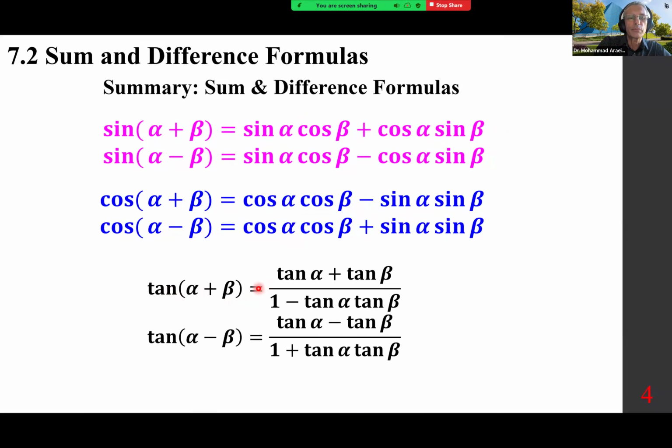Tan of alpha plus beta is tan of alpha plus tan of beta over 1 minus tan alpha tan beta. Tan of alpha minus beta is tan alpha minus tan beta over 1 plus tan alpha tan beta. As you can see, there are more identities coming your way, everybody.